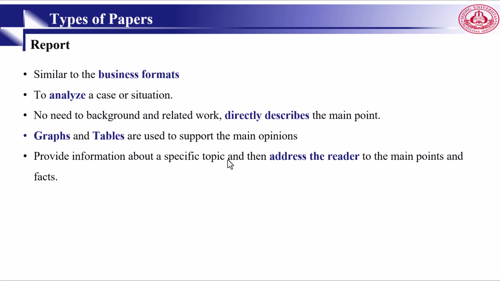Reports have a format similar to business, and they are mostly written to analyze a case or situation. In this sort of research paper, you have to get to the point immediately without background or related work. But in other research papers, it is somewhat the opposite. For instance, in comparison research, you have to start with questions or with conditional sentences like if or what if. In this type of research paper, we have to support our opinion by showing it in graphs or tables. This type of research paper is the easiest because all you have to do is provide information or data about a specific object or event and then address your readers to the main point and facts only.